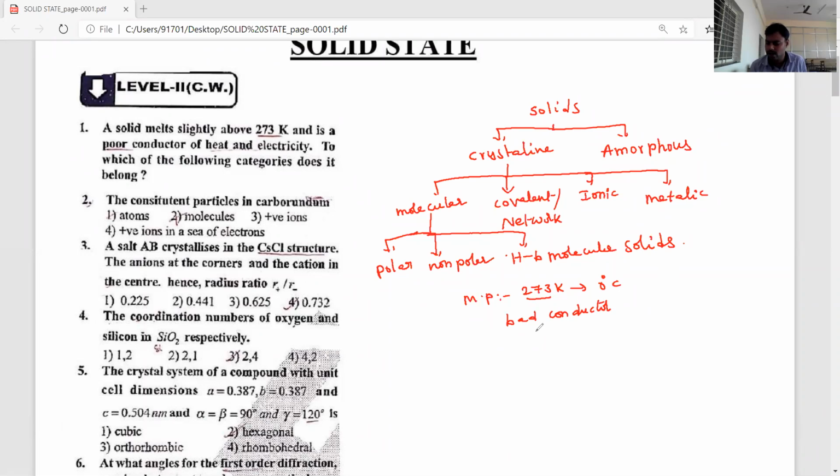It belongs to molecular solid. That is ice, for example. The answer is ice. So ice belongs to molecular solid. Actually, the options are not there here. The first option is ionic, the second option is covalent, the third option is molecular, and the fourth option is metallic. So the answer is a molecular solid. Now let's see the second question.